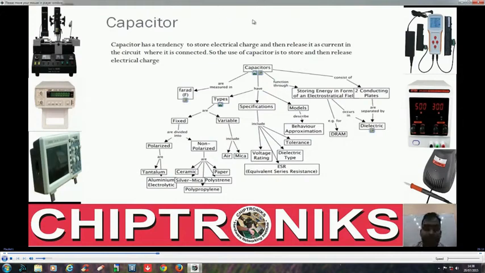So you must note there are two types of capacitors. One is fixed, another is variable, and in the fixed type we have two types, the polarized and the non-polarized. Polarized ones are tantalum and electrolytic capacitors, and the non-polarized capacitors are ceramic and paper types. And as I said, the function of a capacitor is to store electrical charge and then release current in the circuit in which it is connected.